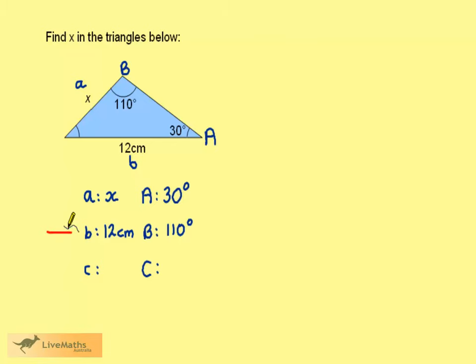We can see here that we know both parts of a row of this table, and that points us to using the sine rule. Since we're finding a side, we should write A over sine A is equal to B over sine B. Remember, when finding a side, put the sides on top.